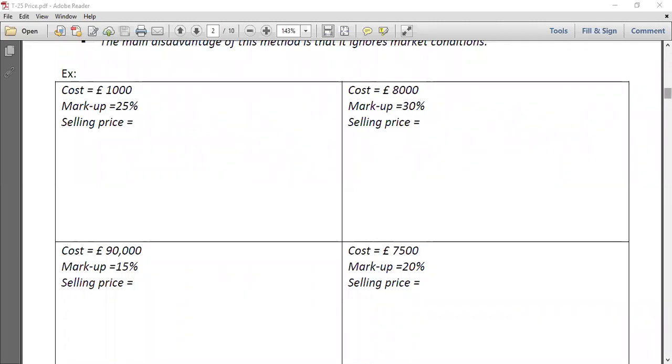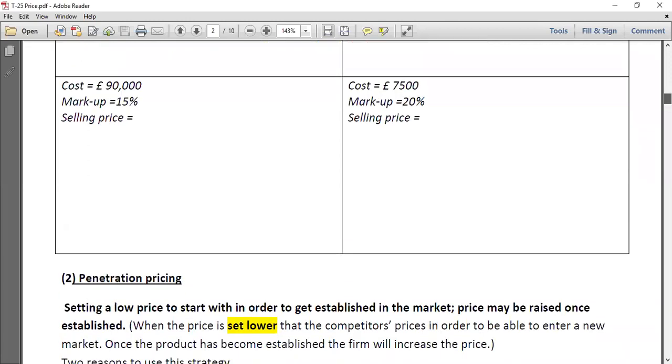Right. Third question. 90,000 is the cost and markup is 15%. What's the selling price? Sir, how do you take the markup as 115% when you're doing the calculation? You can just type 90,000 into 115%, using the percentage sign in the calculator, and immediately get the answer.